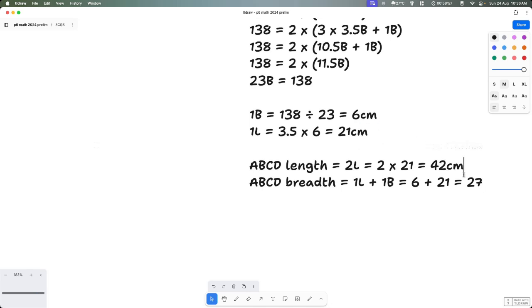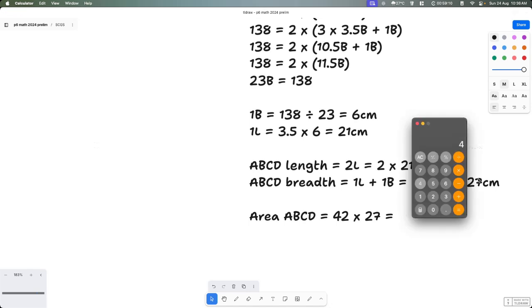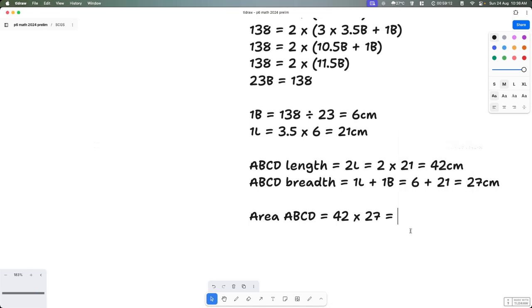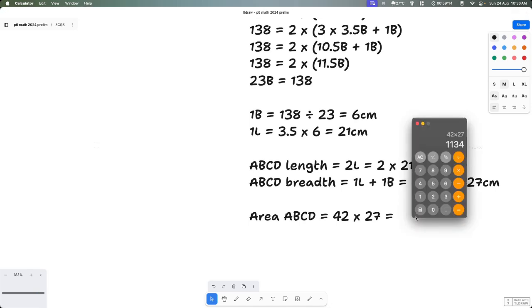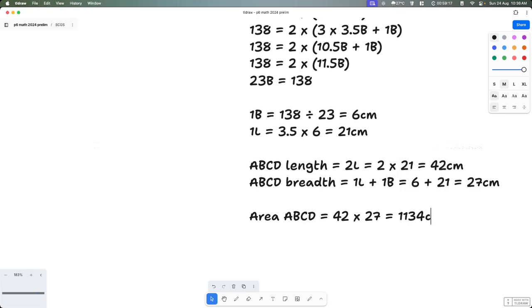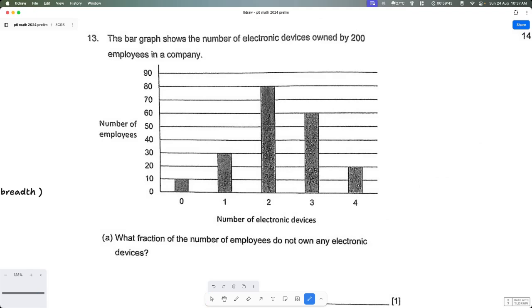So we want to get the area, right? The area is just basically length times breadth. So area ABCD is equal to 42 times 27, which is 1134 centimeter square. There you go. So there's the answer, 1134 centimeter square. All right, let's move on to question 13.